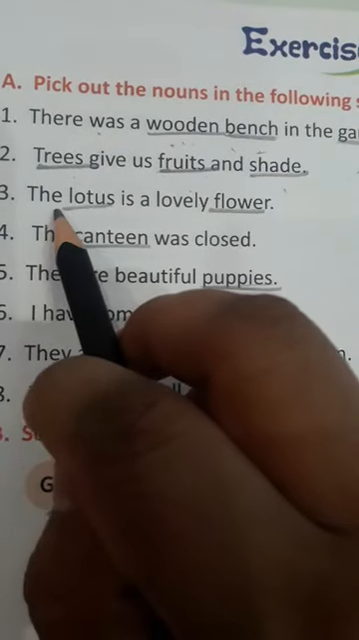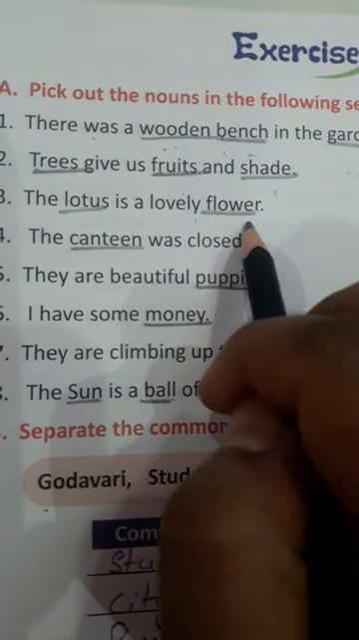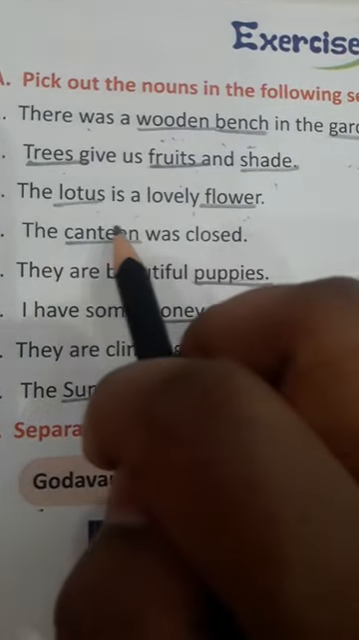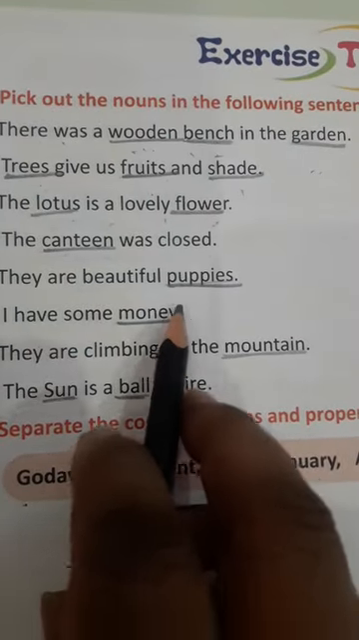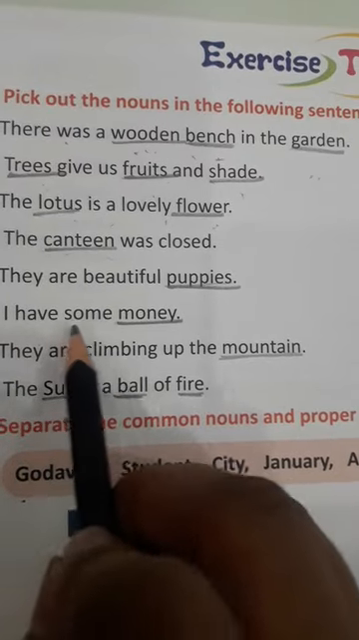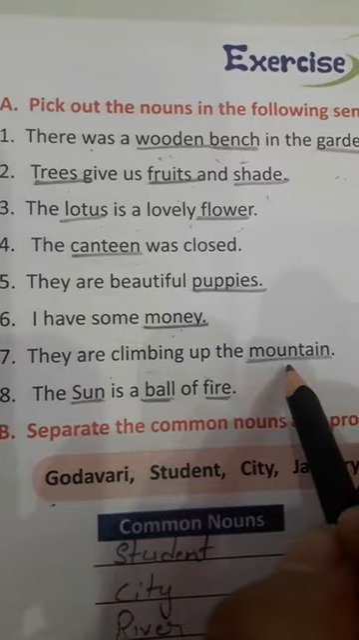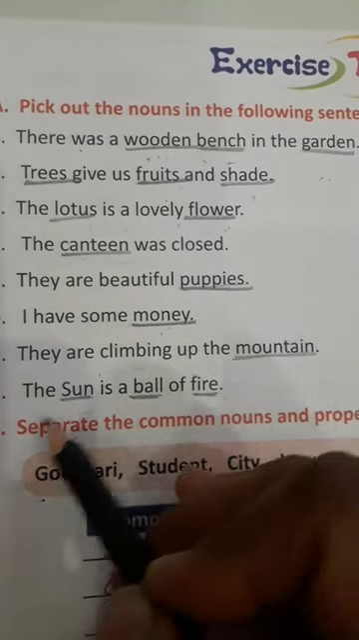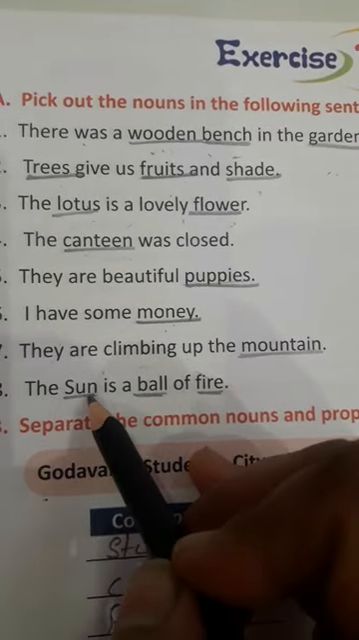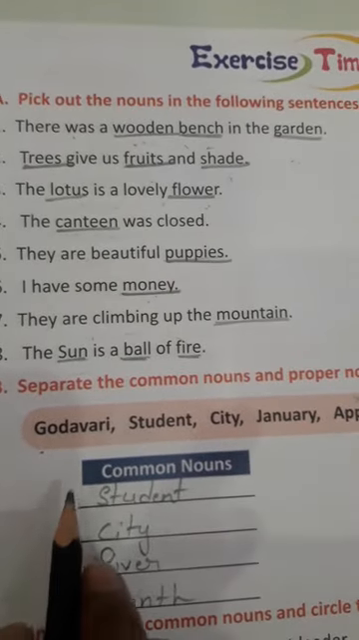Okay, third: the lotus is a lovely flower. Lotus and flower. The canteen was closed. Canteen. They are beautiful puppies. So here, puppies. Okay. I have some money. Money. They are climbing up the mountain. Here, mountain. The sun is a ball of fire. Sun, ball, fire.